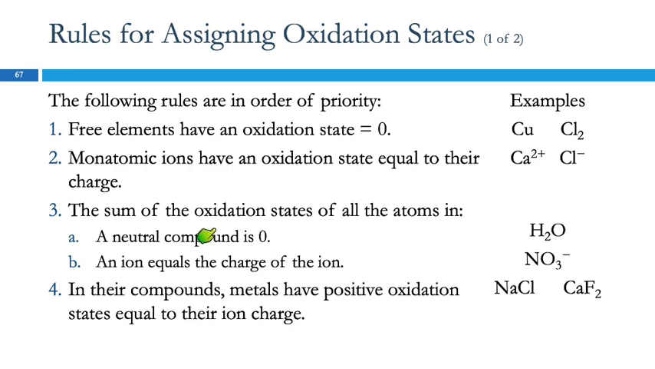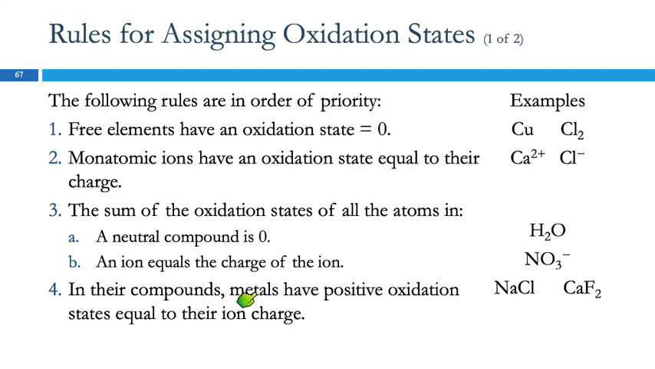The sum of oxidation states of all the atoms in a neutral compound is 0. In an ion, it equals the charge of the ion. So that's just how ion charges worked, right? If you're putting two ions together, the overall charge on the thing would be the sum of the ion charges. We're doing the same thing here. The sum of the oxidation states will equal the overall charge. So these guys are going to add up to 0. Oxidation states on this is going to add up to -1.